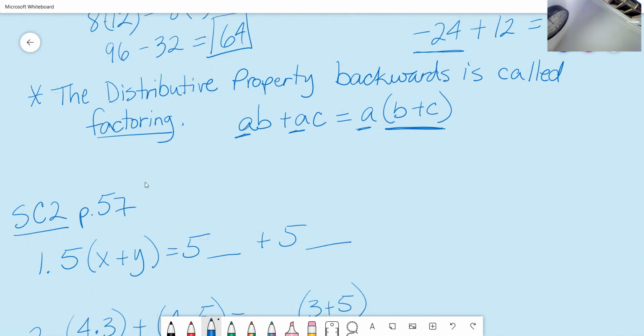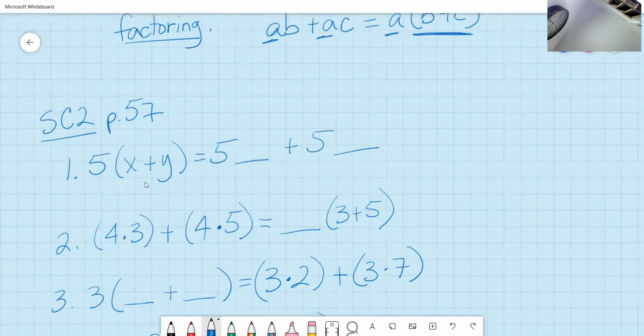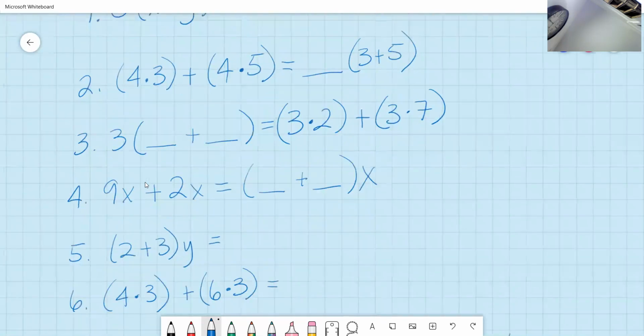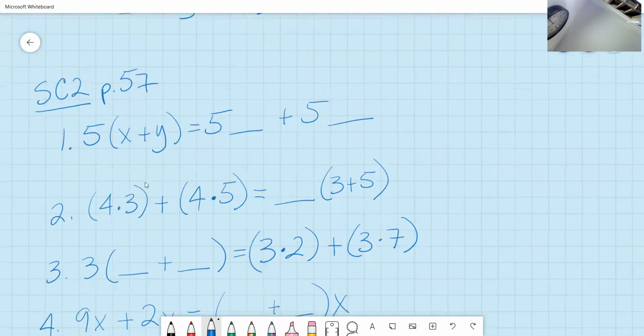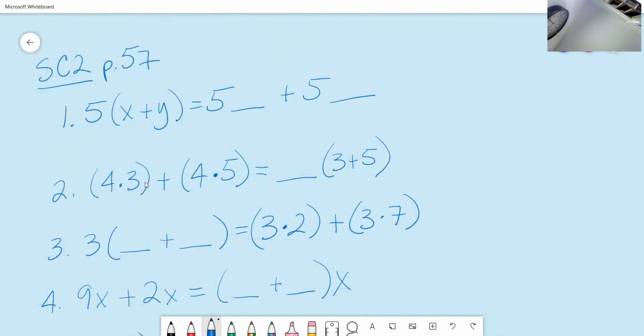In example 2, they've given you 4 times -8 plus 4 times 32. So when you look at this, you actually see that you have a common factor, which is 4. So you can see in the answer section that they've taken that 4 out. So they have 4 times -8 plus 32.